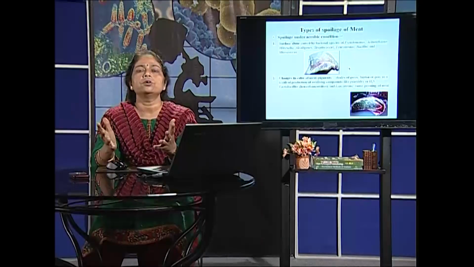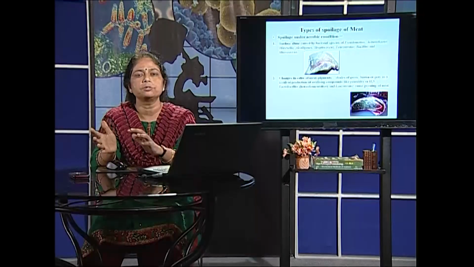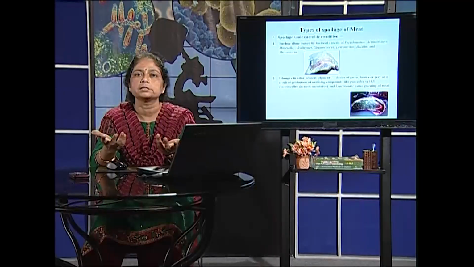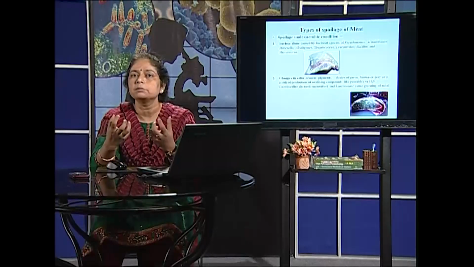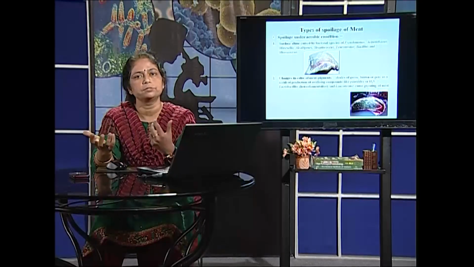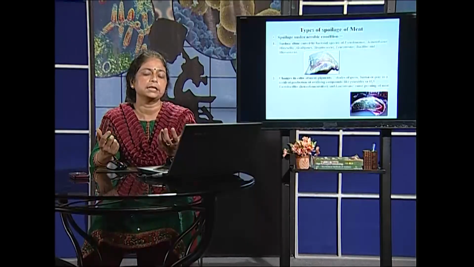So now we know the meat can be spoiled by different types of microbes. Now let us learn what the different types of spoilage are, or how simply by looking at the meat we come to know that the meat is spoiled. So we call it the types of spoilage of the meat. The spoilage of the meat can be taken in two different conditions. One is aerobic, that is in the presence of oxygen, and the other one is anaerobic, that is in the absence of oxygen.